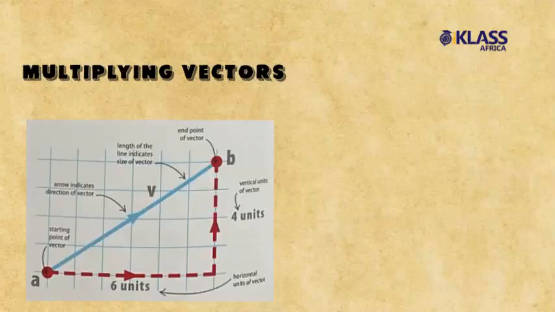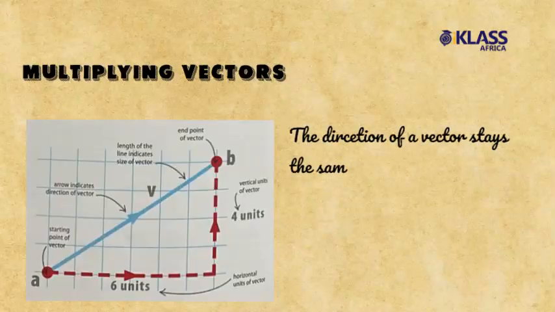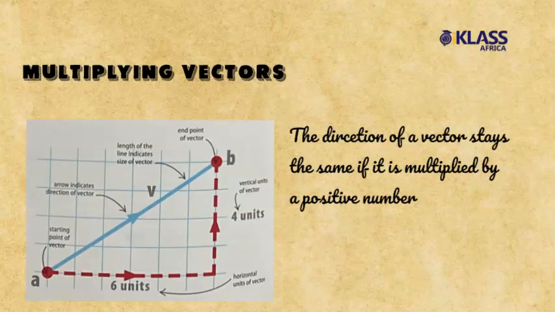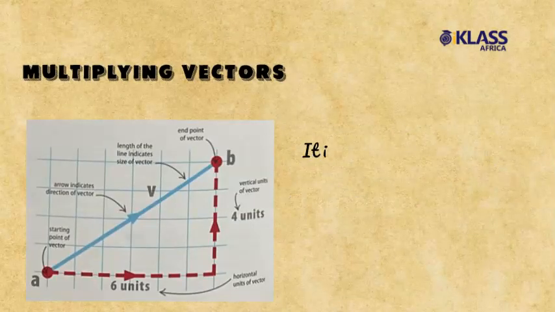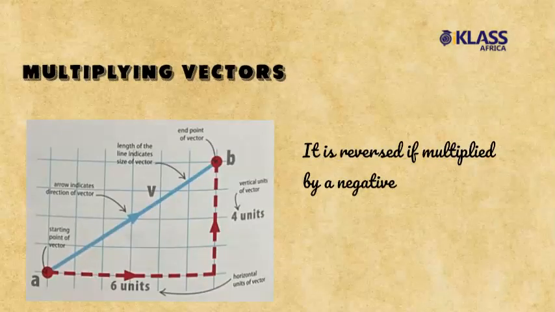Vectors can be multiplied by numbers, but not by other vectors. The direction of a vector stays the same if it is multiplied by a positive number, but it is reversed if it is multiplied by a negative number.